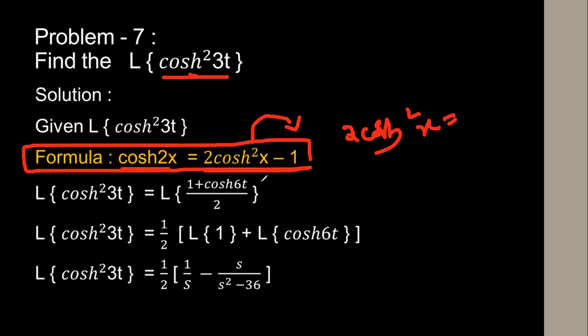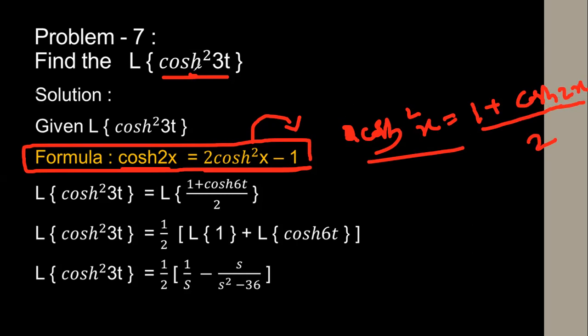If you take this minus sign to the LHS, what will you get? 1 plus cos h 2x, right? So this 2 will be taken to the denominator on the RHS. So this is the formula for cos h square x: cos h square x is equal to 1 plus cos h 2x by 2.